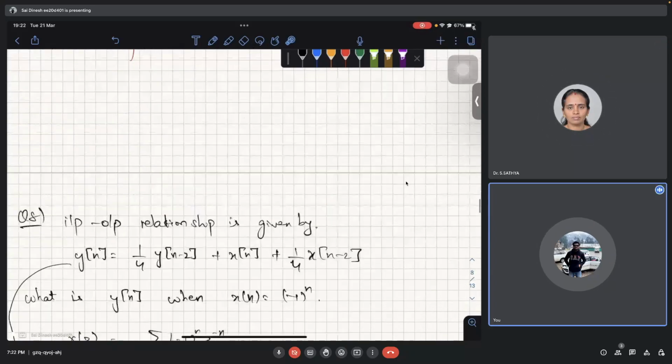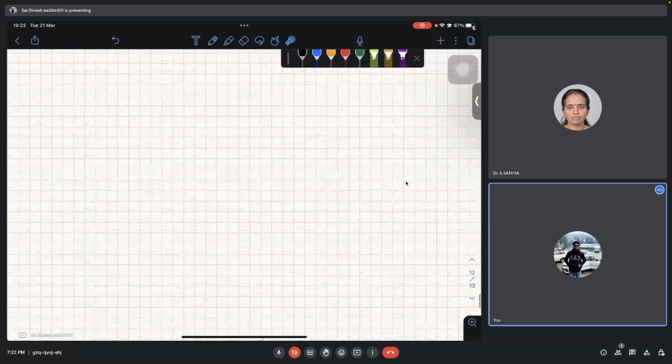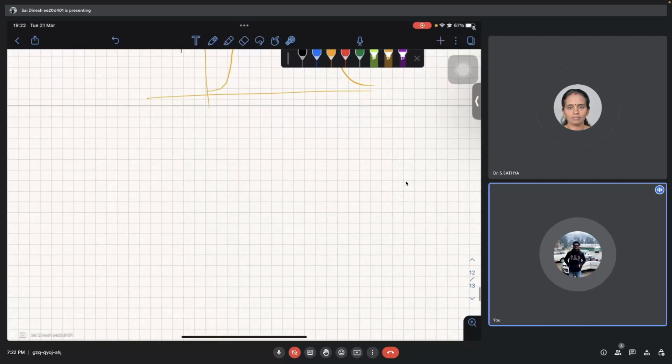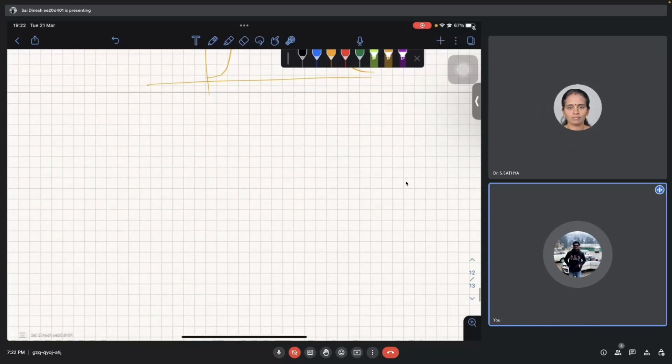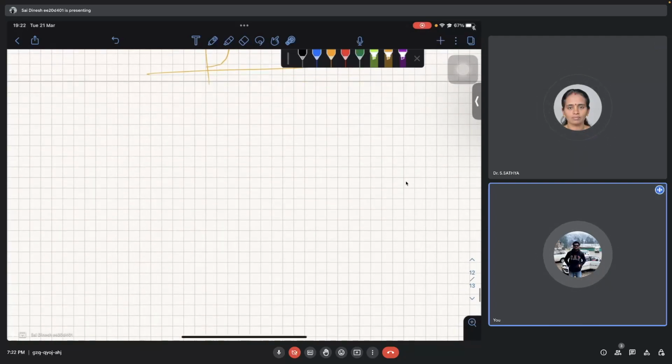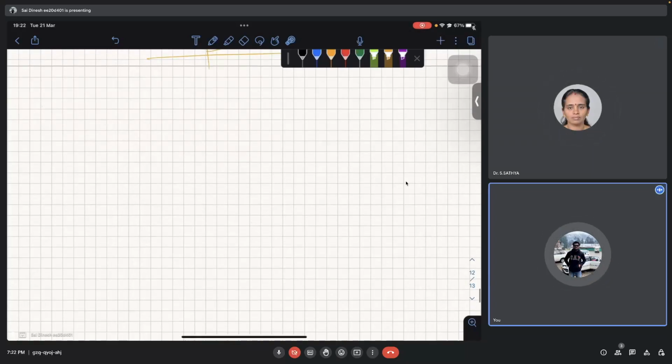There is one more example of what can be created with both poles and zeros. There is an example in the notes. One second, let me just open that up.